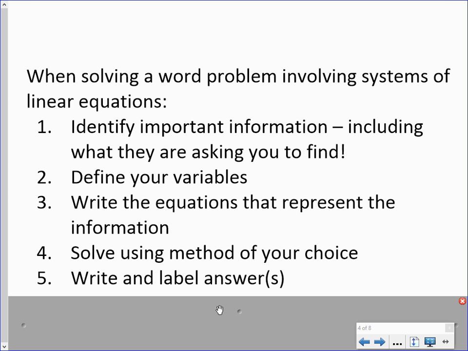And finally, write and label your answers. Since these are application problems, there's probably some kind of label that you need, whether that's dollars, people, whatever. Go ahead and label that.